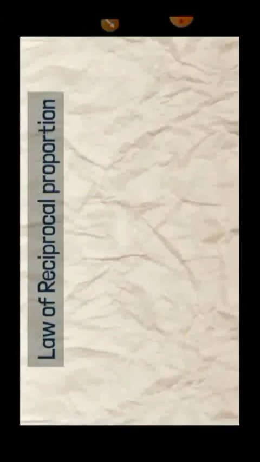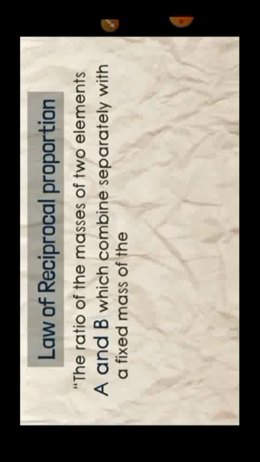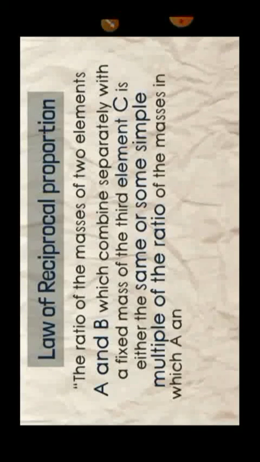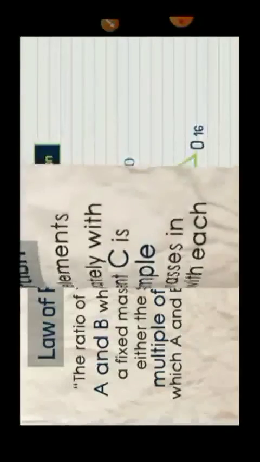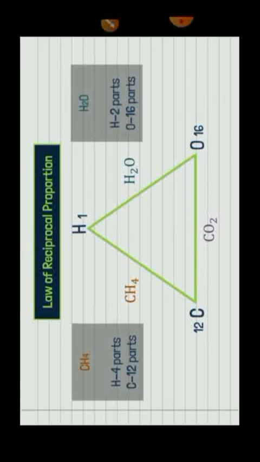So according to this law, the ratio of the masses of two elements A and B which combine separately with a fixed mass of the third element C is either the same or some simple multiple of the ratio of the masses in which A and B combine directly with each other. For example, suppose we have three elements: hydrogen, carbon and oxygen. Hydrogen and carbon combine to form CH4. Hydrogen and oxygen form H2O. Carbon and oxygen form CO2.